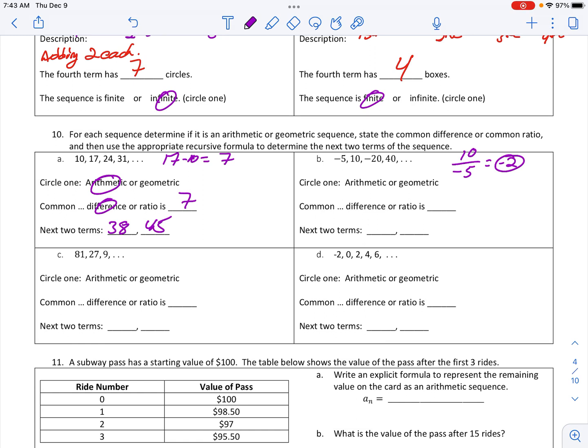-5 times -2 is 10. 10 times -2 is -20. -20 times -2 is 40. It appears to work. That is a common ratio. And then 40 times negative 2 is negative 80. Negative 80 times negative 2 is positive 160.